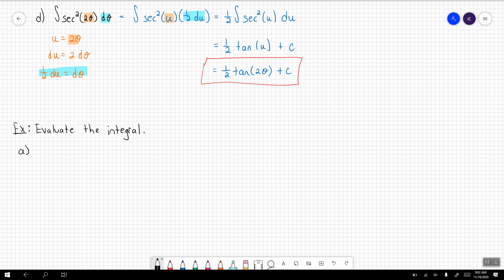Part A. So for part A, we're going to go from 0 to the square root of pi. So 0 up to the square root of pi. And this is going to be for the function of x times cosine of x squared dx.